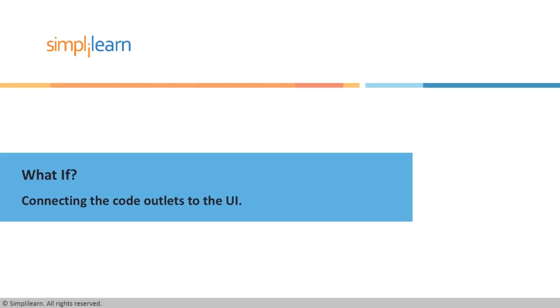So now that we've basically designed our user interface, it's time to start connecting the code outlets to the user interface itself, so that we can code some functionality into this. So what we're going to do is head back into Xcode, and we're going to start connecting things, and we're going to start coding our project.